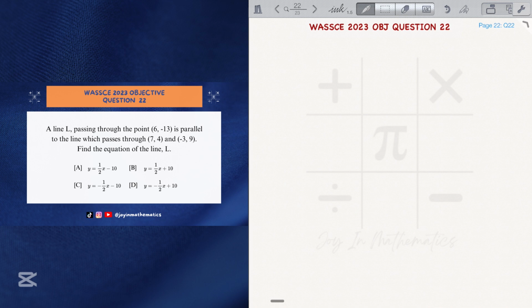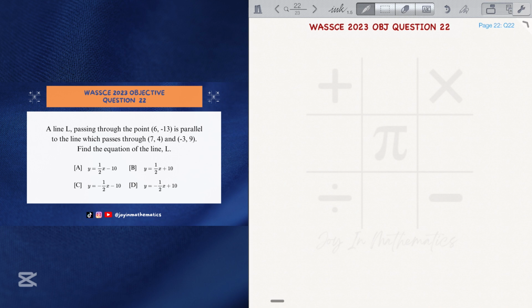WAEC 2023 objective question 22. The question reads thus: a line L is passing through the point (6, -13) and is parallel to the line which passes through (7, 4) and (-3, 9). Find the equation of the line L.